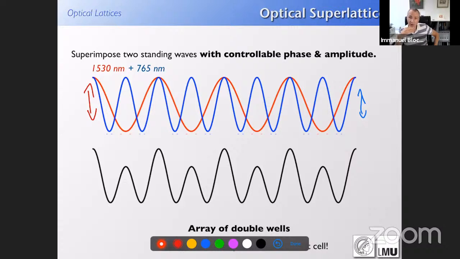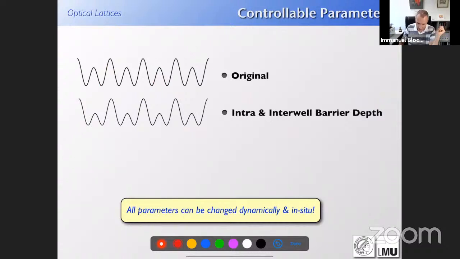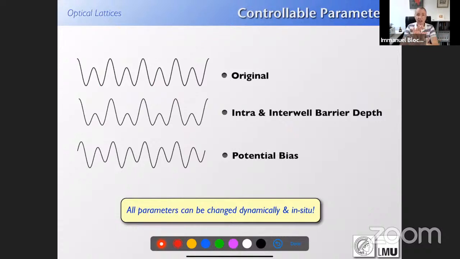It's this array of double wells. And by controlling the amplitudes of the different laser beams, we can control the intra-well depth and the inter-well depth. Through the phase, we control whether this is tilted or not tilted. So we can change the inter-well barrier depth. We can also, by changing the phase of those two superlattices relative to each other, tilt the double wells relative to each other, and all this can be done dynamically.